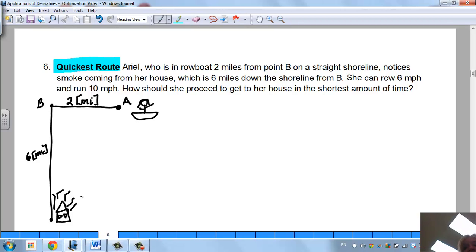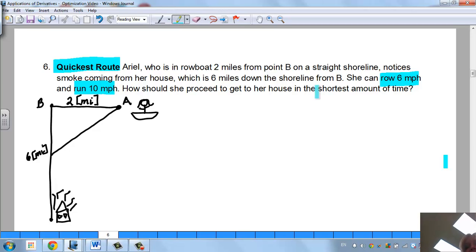So she's figuring, how can I get there the quickest? She can row 6 miles per hour, and she can run 10. So what they're asking is, should she row straight to the shore and then run down? Or is there some point, where we don't know where, that she can row at an angle and then run the rest of the way that would be quicker, cutting that off? That's basically what we're trying to do.